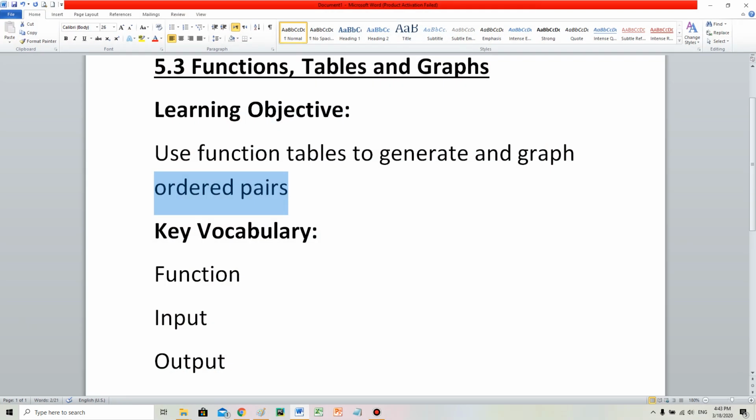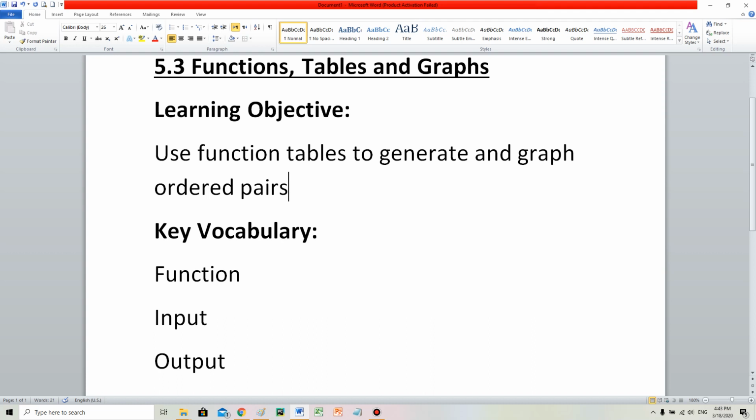Now we're going to move on to section 5.3, functions, tables, and graphs. And our objective for today is to use function tables to generate and graph ordered pairs. We know from section 5.1 what ordered pairs are, and we know how to graph them now. But now what we're going to do is use function tables to generate points that we can plot on a coordinate plane.